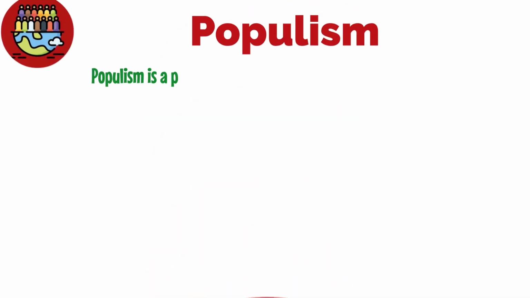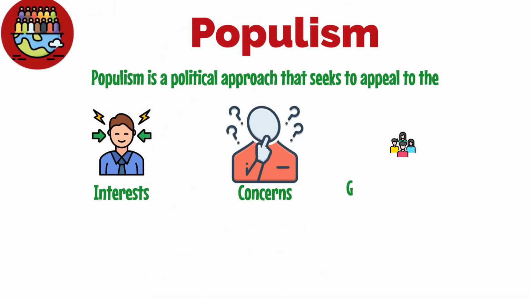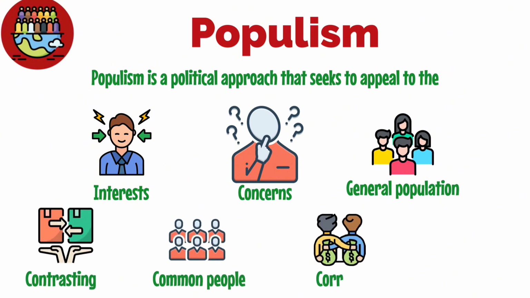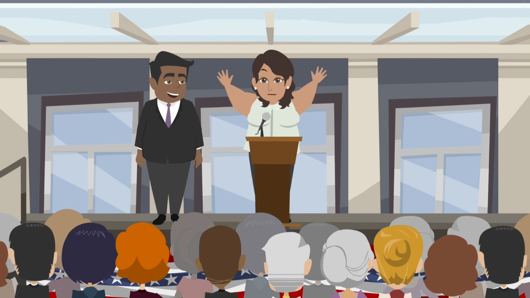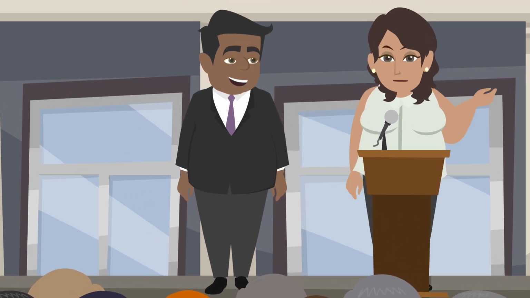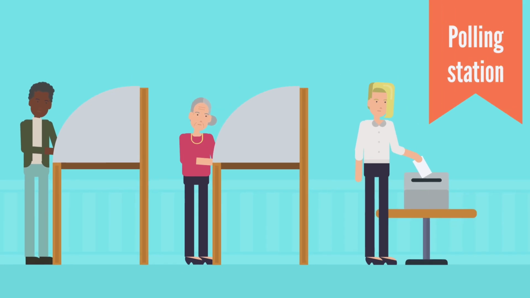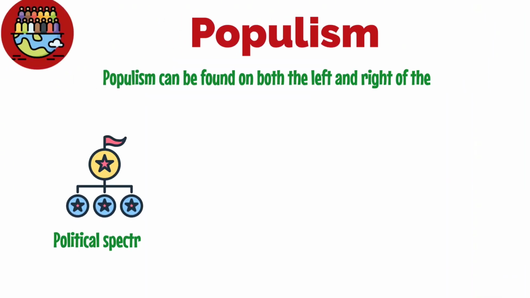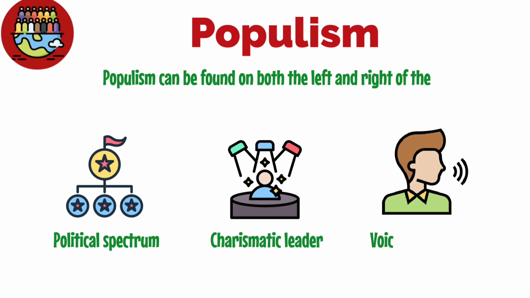Populism. Populism is a political approach that seeks to appeal to the interests and concerns of the general population, often by contrasting the common people against a corrupt or out-of-touch elite. Populists argue that the political system is rigged in favor of the wealthy and powerful, and that only by empowering ordinary people can true democracy be achieved. Populism can be found on both the left and right of the political spectrum, and it often involves a charismatic leader who claims to represent the voice of the people.